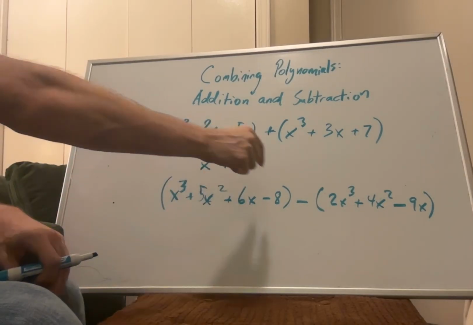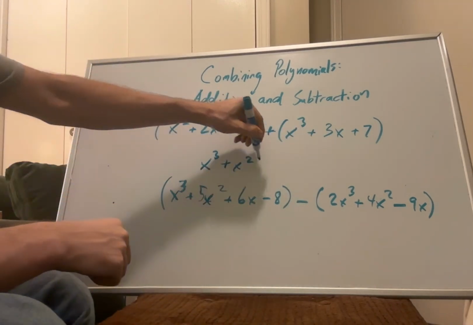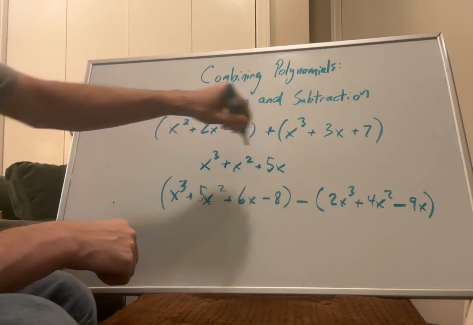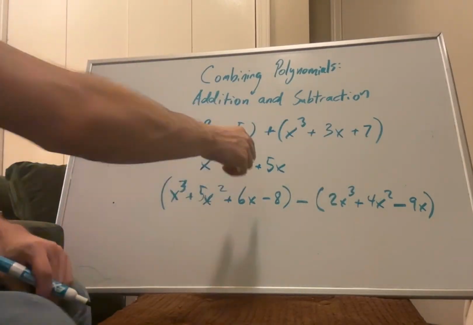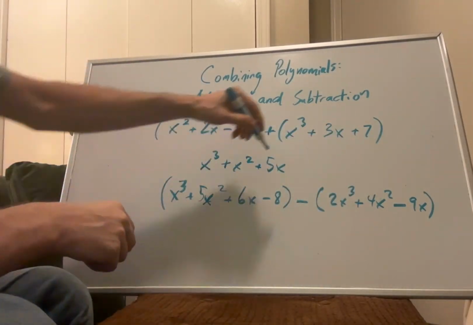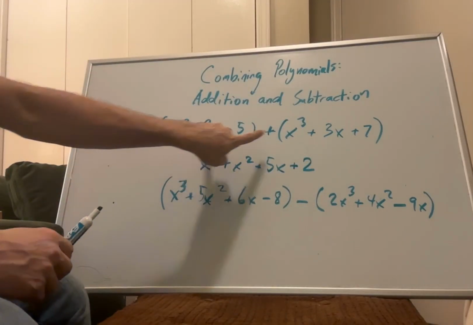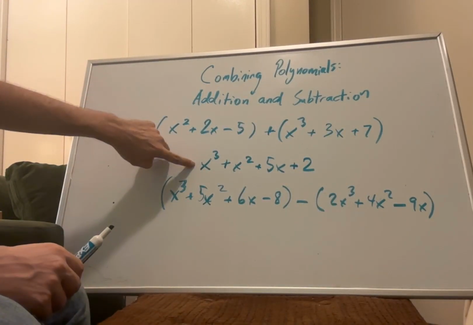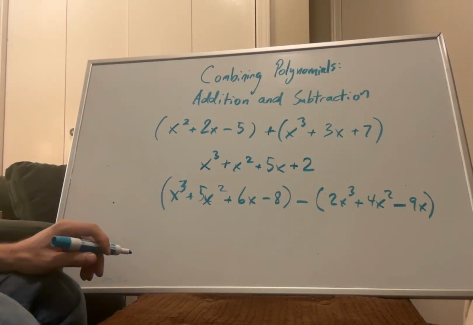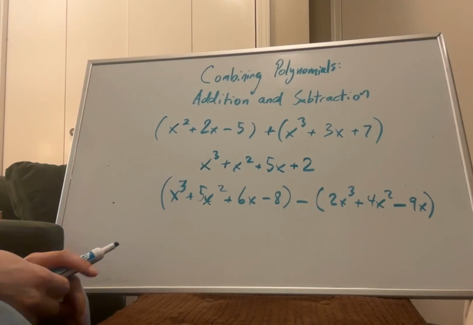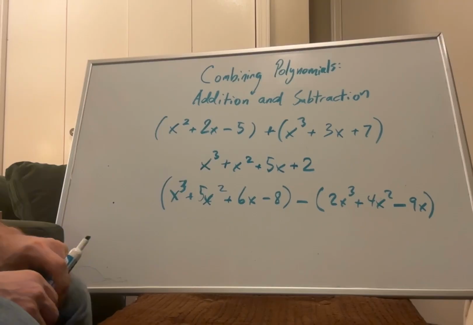Next, right, we have a 2x here, and we have a plus 3x here, right? So 2 plus 3 will give us a plus 5x. And then lastly, we have a minus 5 plus 7 here. So negative 5 plus 7 will give us a plus 2. So our final result, when we combine these two polynomials, is we have x cubed plus x squared plus 5x plus 2.